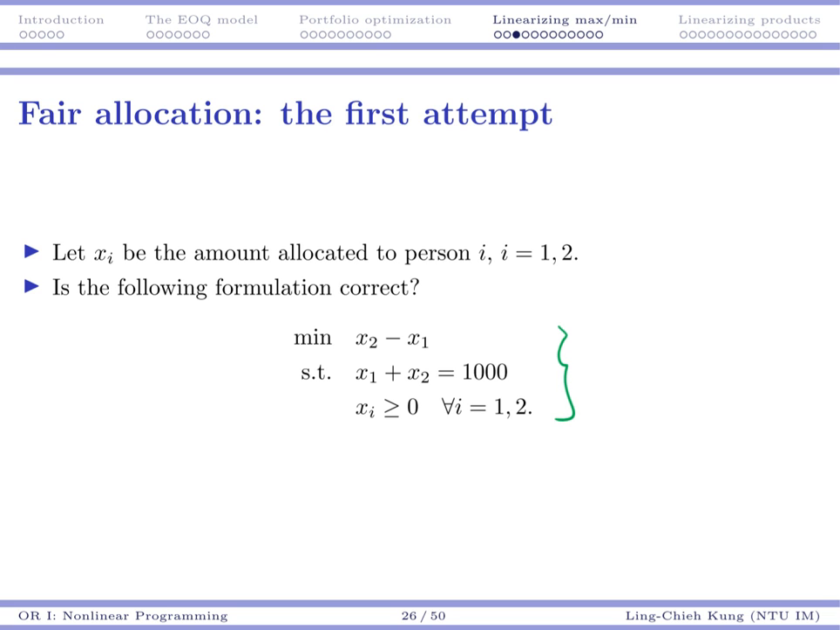Why is that? Because with this formulation, obviously my best solution is that x1 would be 1000 and x2 would be 0. The difference goes to negative 1000, which is optimal. But actually this is not fair at all, right? Because the way we formulate the difference is not so good.